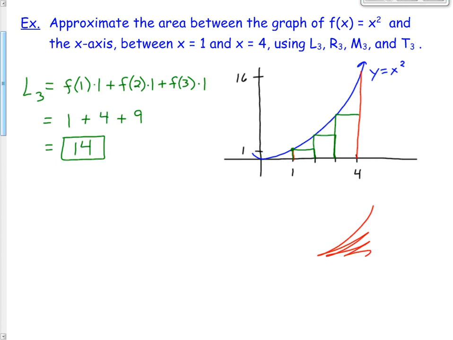Let's do the R sub 3. Similar calculation, except this time, instead of using the left side of the subinterval to define the heights of my rectangles, now we're going to use the right side. So between 1 and 2, we're going to go up to 2. As you can see, this is going to overestimate our area.